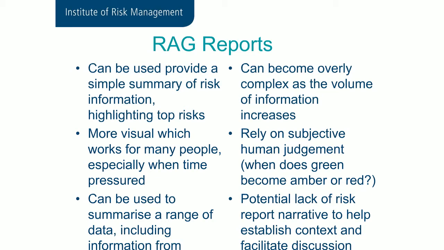Another key point is the reader may struggle to know where to look, where there's a complicated report with lots of red or lots of amber or lots of green. And, of course, how have you come up with that red and that amber and that green? How have you come up with the thresholds to denote it? And, of course, subjective human judgment is a key element there. Who's decided what's red? Who's decided what's amber? And how have they decided that?